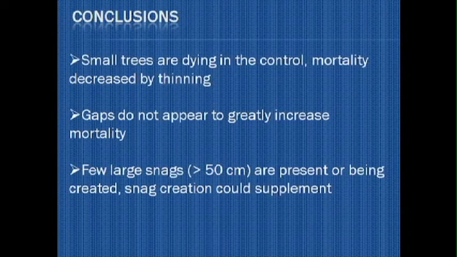So in conclusion, generally the small trees, especially the Douglas fir, have the highest rates of mortality, and that's true in the control. And generally the thinning reduces that rate of mortality, and that's true for pretty much all of the different levels of thinning that we evaluated in the density management study. And it does not seem that gaps greatly increase mortality, at least not over the period of this study and under these conditions.